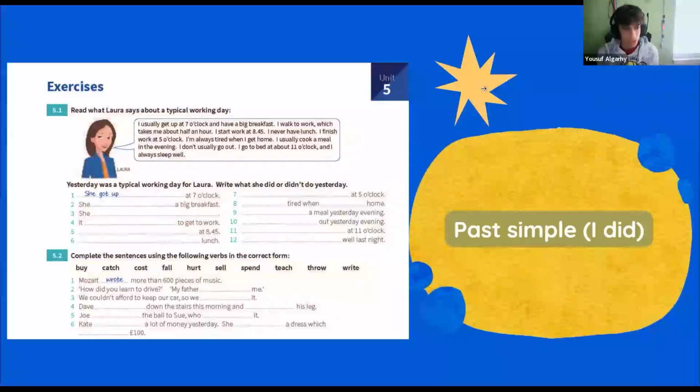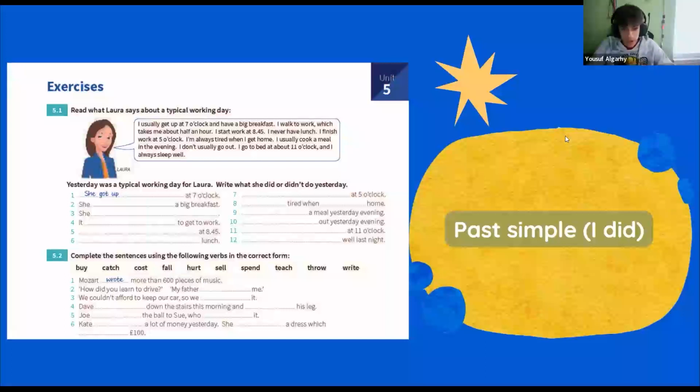Good. Number three, she blank. I'll give you a hint. This is a way to get to work. She walked to work. Good. Number four, it blank to get to work. It took half an hour. Good. Number five, blank at 8:45. She starts work at 8:45. Good. Number six, blank lunch. She never eats lunch. Good.